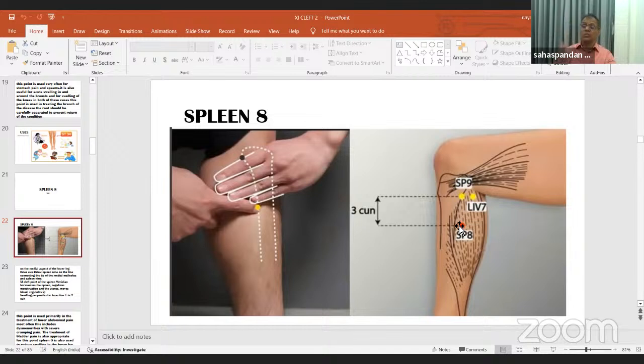Spleen 8 is also used to reduce swelling in the lower limb. Okay, why is there swelling? Swelling is always because of dampness. If there is spleen deficiency, there will be dampness, and this xi-cleft point works on this condition. And again, the uses of this point.